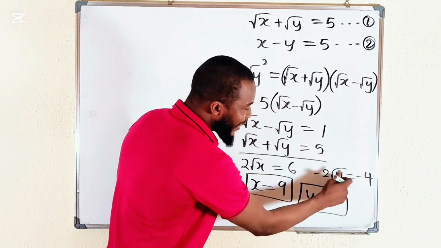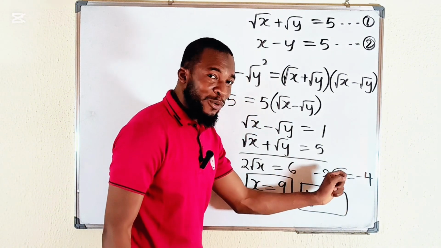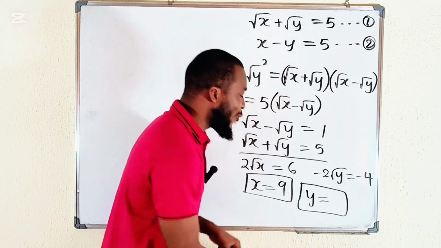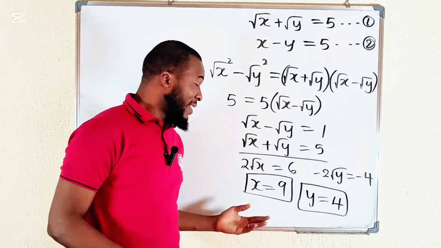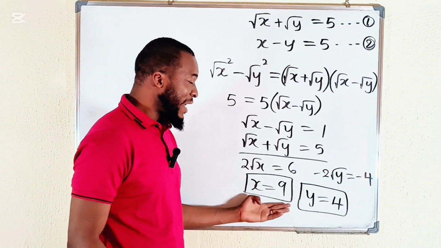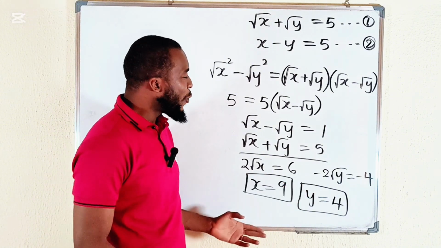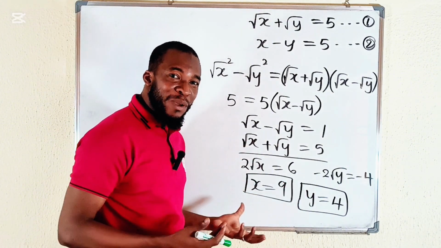If you divide both sides by negative 2, you have positive 2. You square both sides, you have 4. So y is equal to 4. So you remember I started with x equal to 9 and y equal to 4. We are able to retrieve them back.